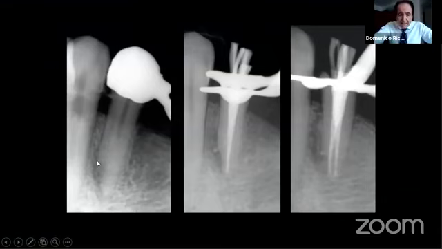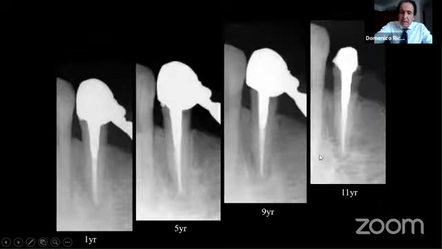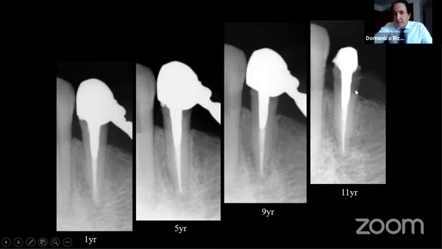This case, there is a lateral lesion. The case was necrotic, at least the diagnosis. You see some material in one ramification, okay? And then the follow-up up to 11 years, then the tooth was lost because of destructive caries, okay? The tooth is lost, but radiographically, it's okay.